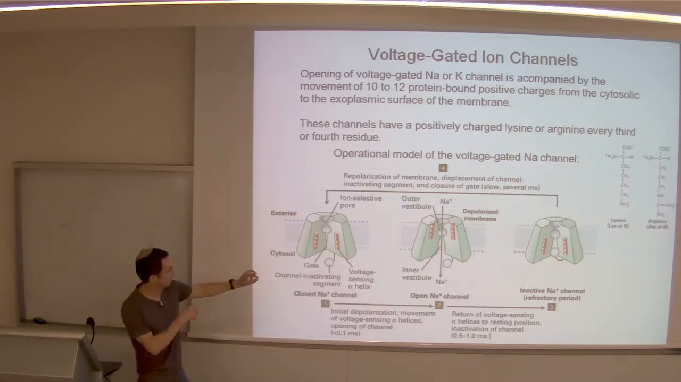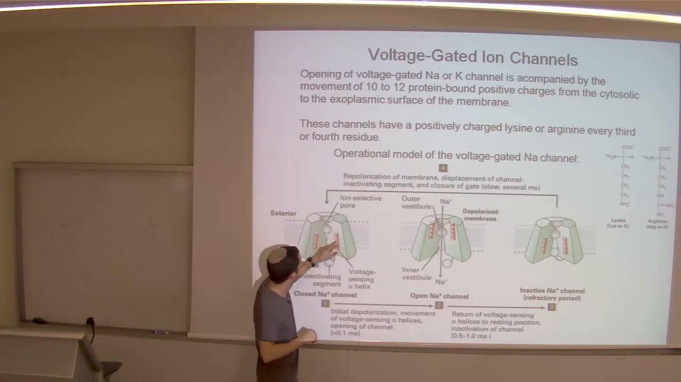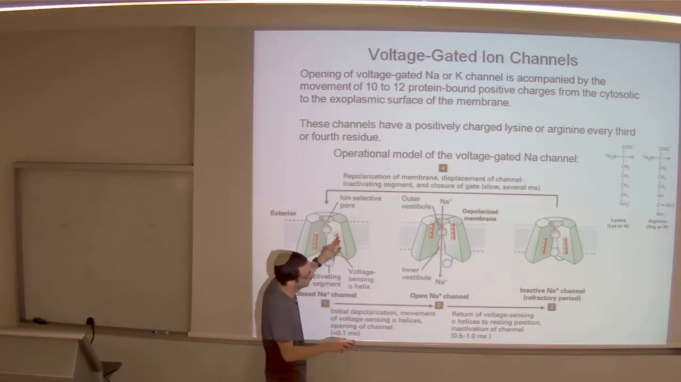One more word. The voltage sensor domain is usually positively charged because of a high concentration of lysine and arginine, which are two amino acids with positive charge in physiological conditions.